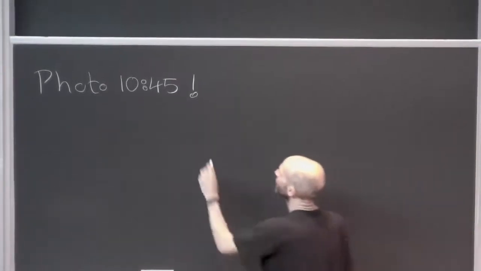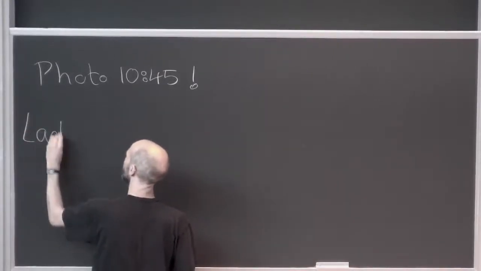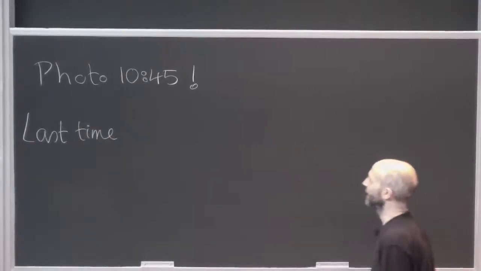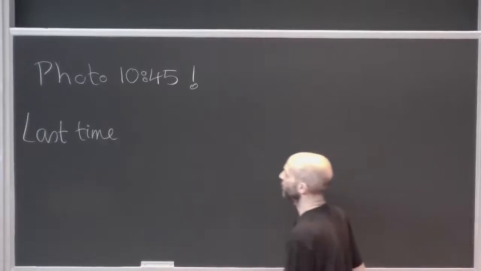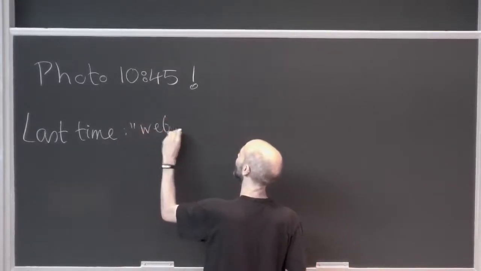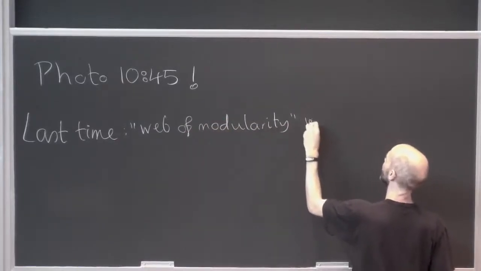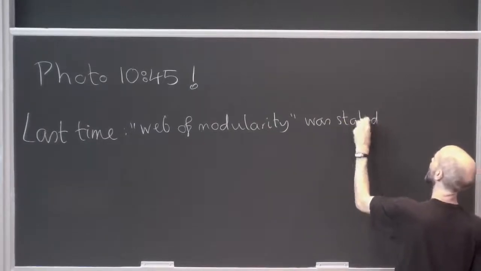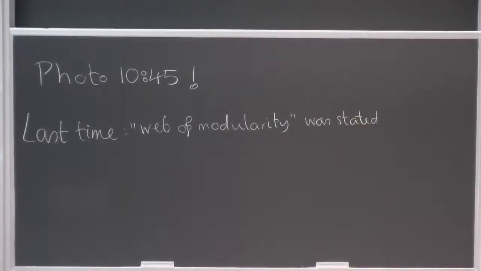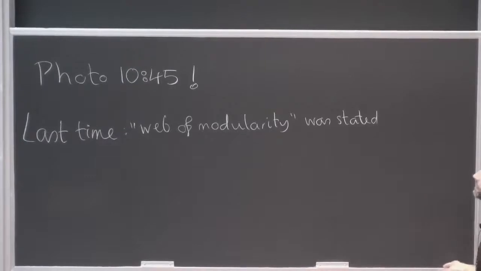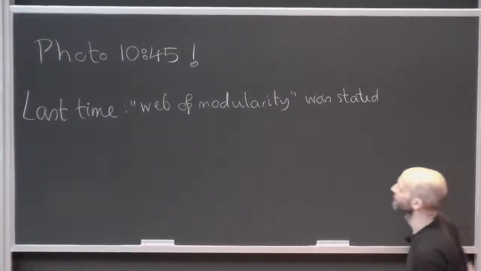Right, so now I need to tell you, so last time, I stated this kind of web of modularity, right? I talked about this. I had some 3x2 thing, and several of the objects weren't even defined. But in the middle, there was something that actually made sense, right?